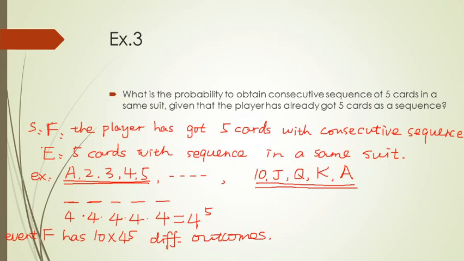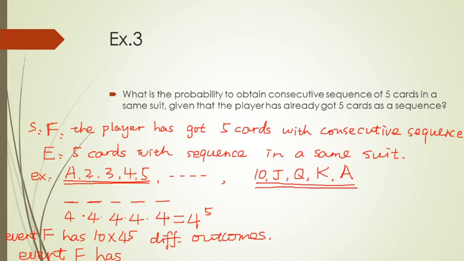So is everyone clear? The player has got 5 cards with a consecutive sequence, but they might have the same suit, right? Now, what is event E? Let's check how many outcomes are in event E. Event E, the 5 cards with the sequence should be in the same suit.